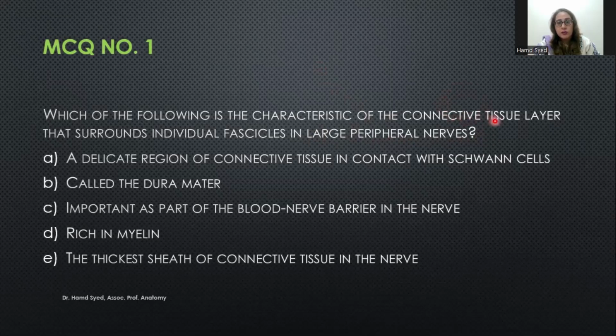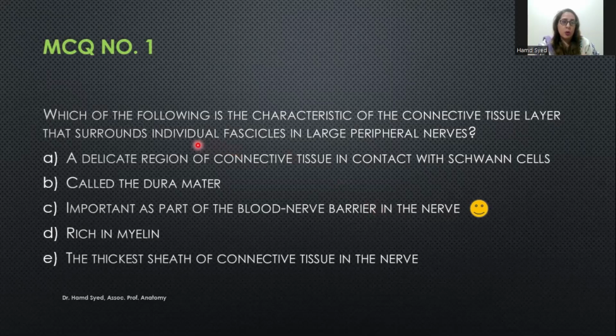Now, that connective tissue layer that surrounds individual fascicles or bundles in large peripheral nerves, that is the perineurium. And the perineurium is characterized by specialized cells which have tight junctions between them, and they form a seal known as the blood nerve barrier. So this is a special function of the perineurium. So C is the correct answer in this MCQ.